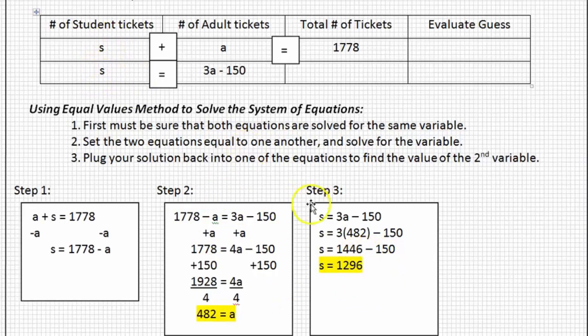So now I have a solution to both. It's always a good idea to plug those back in to these two equations and make sure that when I have 1,296 for student tickets and I add that to 482 for the number of adult tickets, that does in fact add up to 1,778 tickets. I've already gone ahead and checked that math. It does indeed add up, so we are set to go.